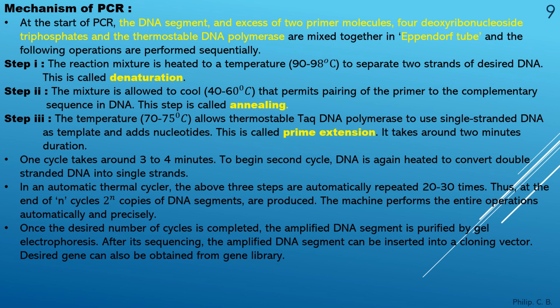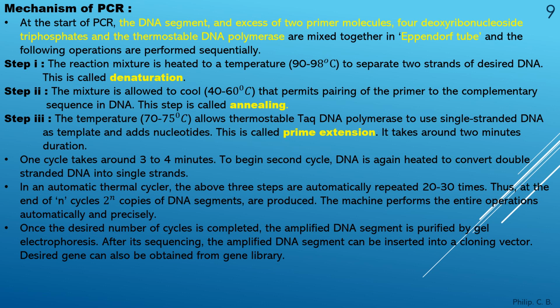Now coming to the mechanism of PCR, how the process takes place step by step. At the start of PCR, the DNA segment and excess of 2 primer molecules, 4 deoxyribonucleoside triphosphates, and the thermostable DNA polymerase are mixed together in an Eppendorf tube and the following operations are performed sequentially.